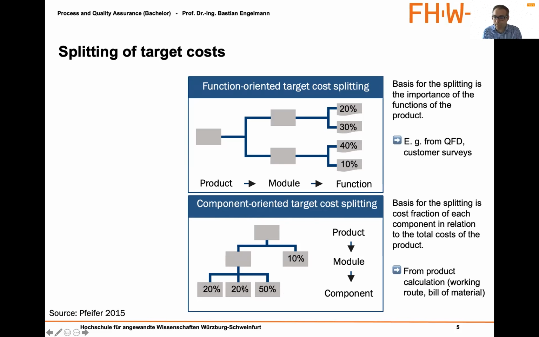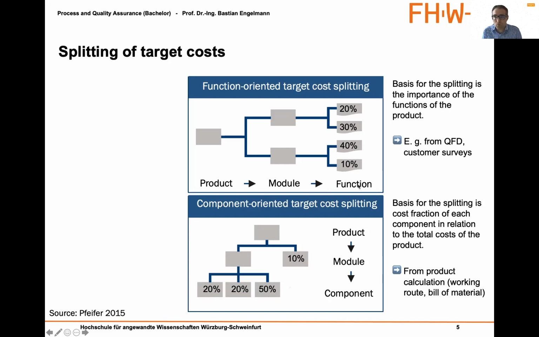And here, the question is how to find out the percentage. There are different ways of finding out. You could, for example, say this component is 5 times higher in component price than this, so we have 10% here and 50% there. So from a product calculation, we could derive the percentages for our gap to distribute.